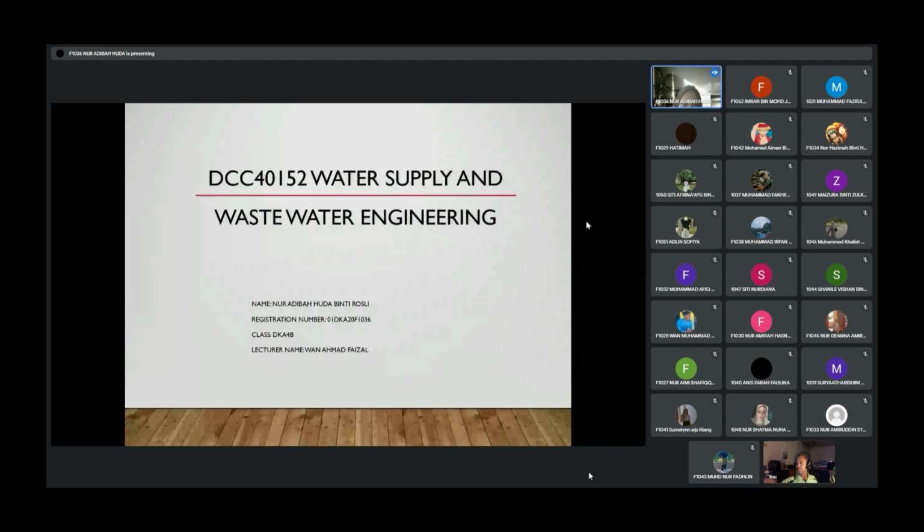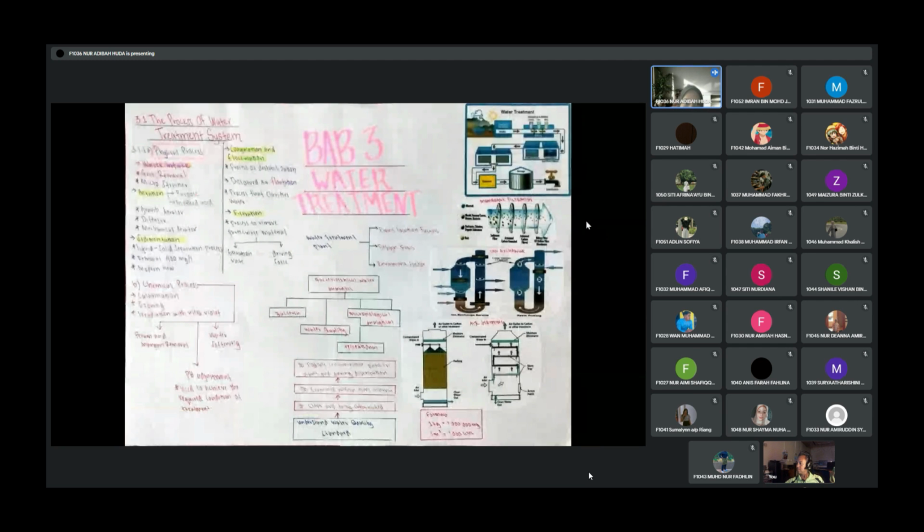Okay. Tajuk 3, water treatment. Water treatment mempunyai dua proses, iaitu physical process dan chemical process. So physical process ada terbagi kepada 5: water intake, aeration, sedimentation, coagulation and flocculation, filtration. Chemical process ada iron and manganese removal, pH adjustment and water softening.